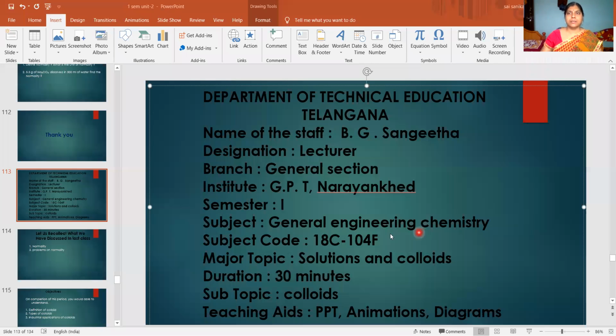Good morning, students. I'm Sangeeta, lecturer in chemistry, general section, working in GPT Narayankhed, semester 1, subject general engineering chemistry, subject code 18C 104F. Our major topic is solution and colloids, and the subtopic is colloids. In last classes we finished the subtopic solutions. Now our last topic is colloids.